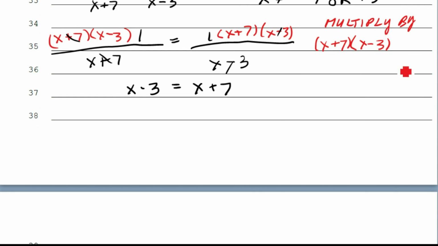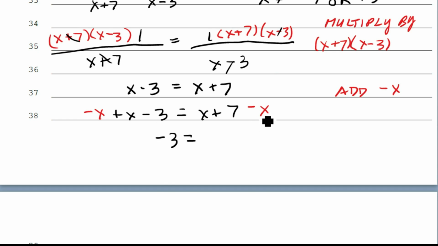Move all the x's to the left by adding minus x to both sides. The minus x, minus x. Everything else stays the same. Plus x minus 3 equals x plus 7. And simplify. Minus x plus x is 0. You get minus 3 equals, minus x plus x is 0, and you get a 7 over here. Minus 3 does not equal 7. So there are no solutions. Nothing will make this true. No real number.